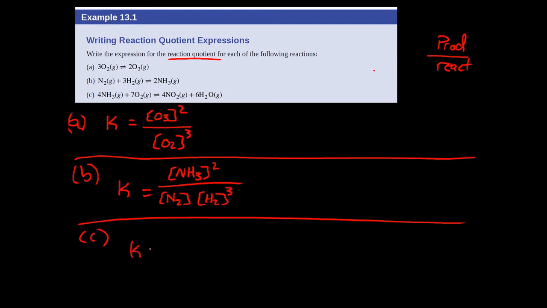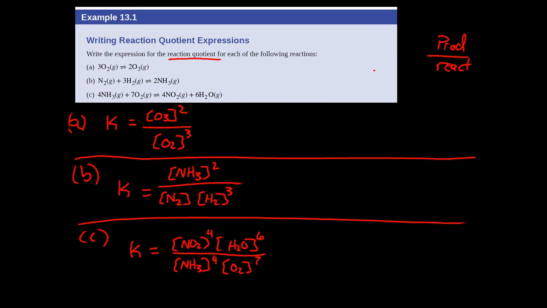And so then for the last one here, again, we have products over reactants. So we're going to have a bit more going on here. This is going to be NO2 raised to the fourth times H2O raised to the sixth, and that is divided by NH3 raised to the fourth times O2 raised to the seventh. And that's all there is to it.